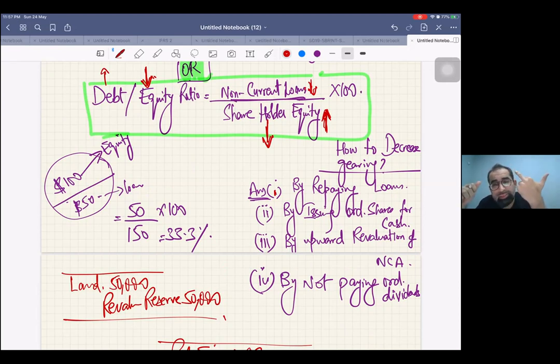So let's do the reverse. Let's cancel your decision. If you don't pay the dividends, you don't need to decrease this shareholder equity. So your gearing won't increase. That means automatically you can protect your gearing. You can protect your gearing by not paying ordinary dividends. Think over it.